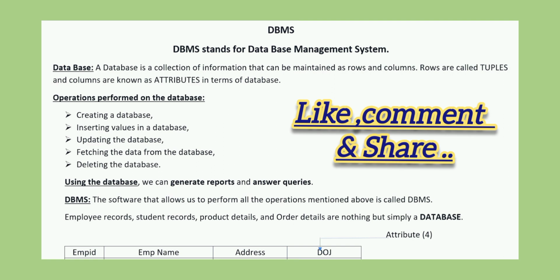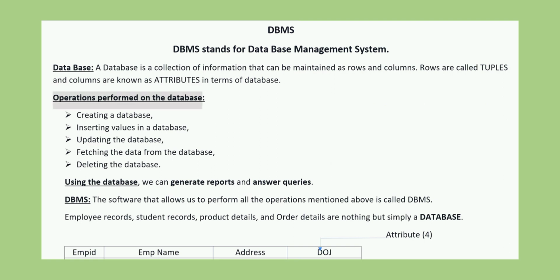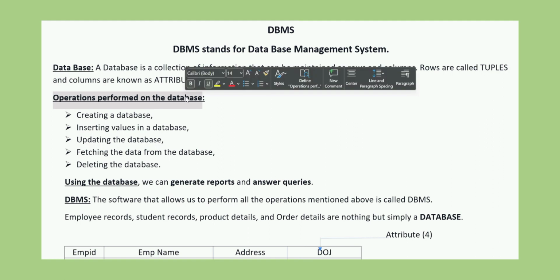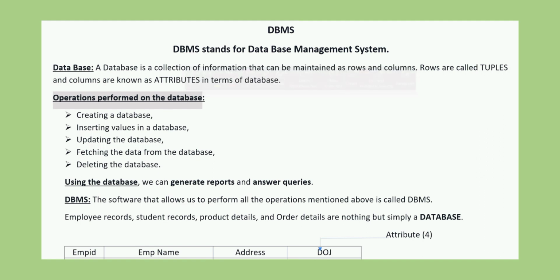Now we will see what operations can be performed in the database. Means, why do we use a database? What is the need to maintain a database? That we will study one by one. So, point-wise, it is maintained here. The first point is creating a database. Creating a database means maintaining the records in the form of rows and columns, in which we will insert the values one by one. So the first basic operation is creating a database.